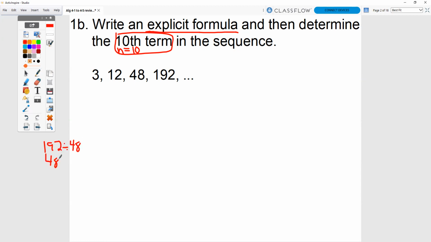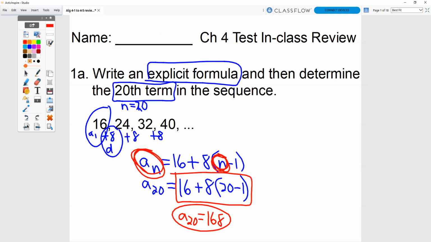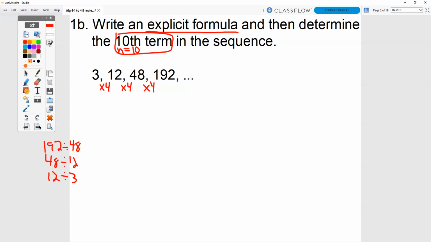So again, I'm going to work backwards, and I'm going to do 192 divided by 48. I'm going to do 48 divided by 12. I'm going to do 12 divided by 3. Remember, they're going to be the same every time. Well, 12 divided by 3 is 4. So what I'm really doing is times 4, times 4, times 4. And you could always check those if you wanted to. You could have done the same thing on the previous one and checked all of those if you really wanted to by adding 8 each time. Here we're multiplying by 4, so it's a geometric sequence.